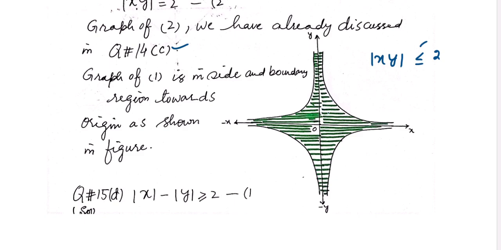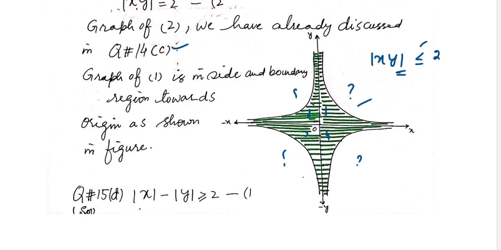Otherwise, you can take any points from each of the quadrants, first, second, third, fourth, and check whether these points satisfy the inequality or not. And you can also take any point outside the graph, from here, and check whether these points also satisfy this inequality. You will observe that none of the points outside the region satisfy this inequality. So the final graph is given by this.